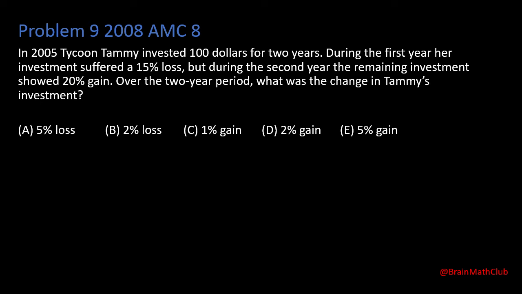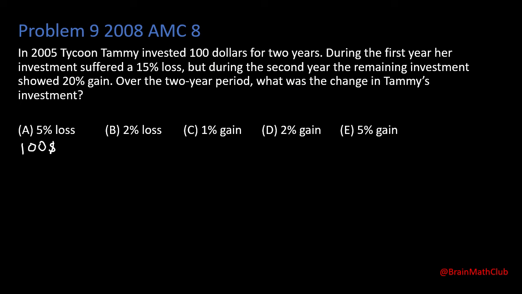So for part 1, I would take the first sentence. In 2005, Tycoon Tammy invested $100 for 2 years. So the information that this gives us is that Tycoon Tammy invested $100 for 2 years. The 2 years part is not needed to solve this problem, so only the $100 part is needed. So we know that Tycoon Tammy started with $100 in the beginning of her investment.